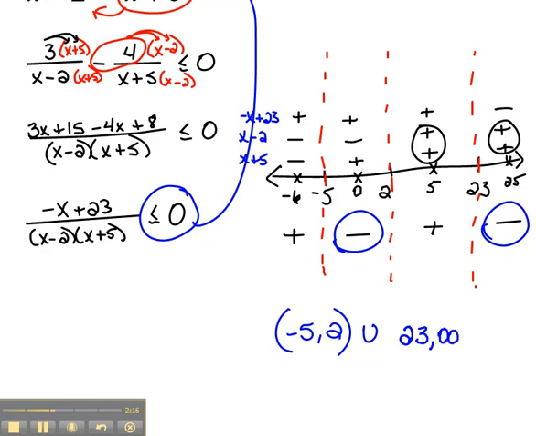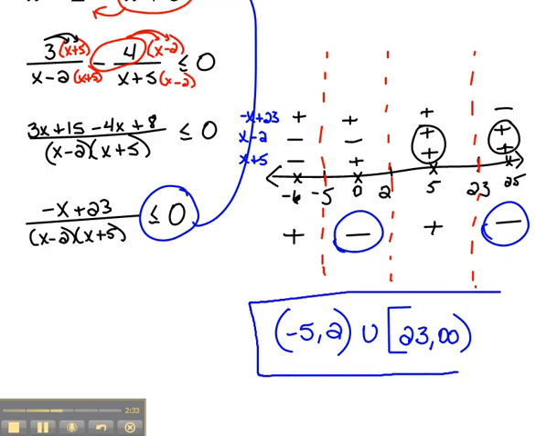Now I know about infinity, it always gets a parenthesis. But what about the 23? Well, it should get a bracket, and it does not create a 0 denominator, so it does in fact get a bracket. So our final answer would be everything from negative 5 to 2, and then also 23, including 23, over to infinity.